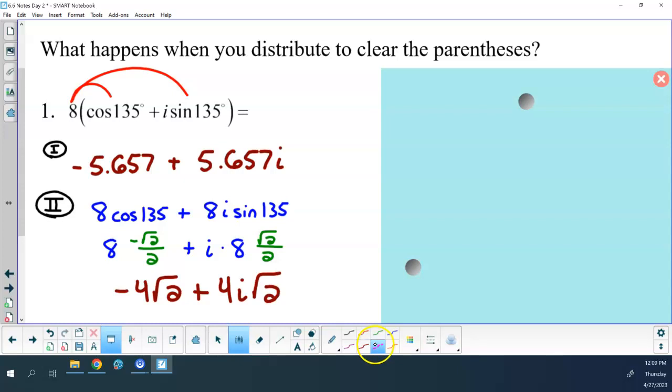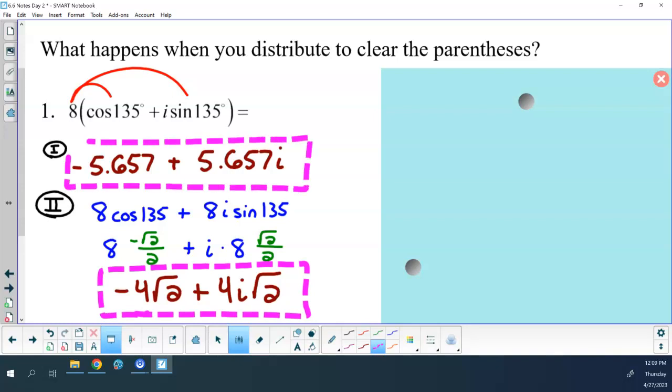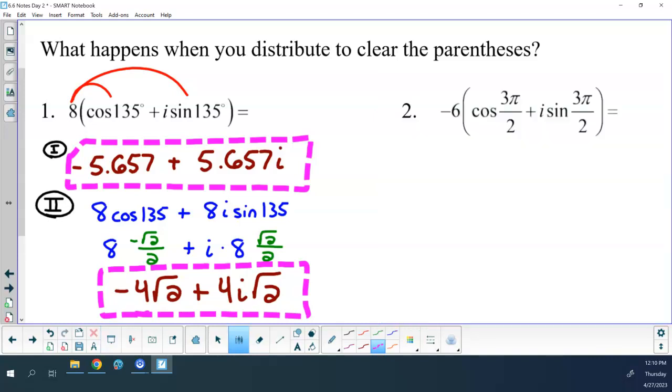Okay? So this first one simplifies to be negative 4 square roots of 2 plus 4i square root of 2. And these two are the same. The top one is just rounded. The bottom one is exact. If your angle is on the unit circle, exact. You don't get a choice. If your angle is not on the unit circle, you get to round. And we'll tell you what to round. Okay? With that being said, you now try that one.